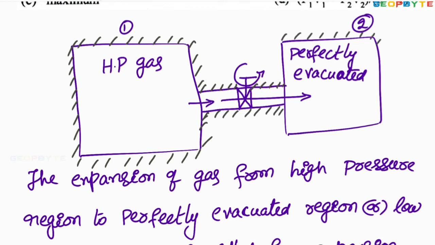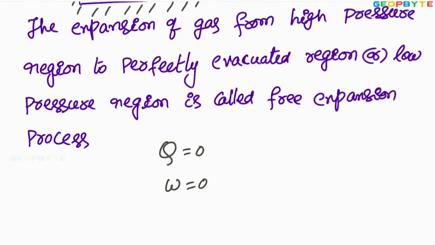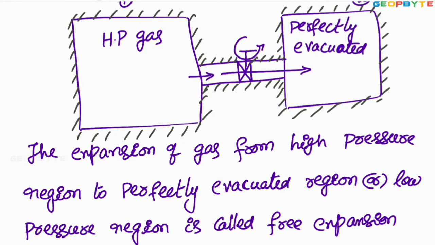So the two systems are perfectly evacuated. Once the two systems are perfectly evacuated, what is the heat transfer? Q equal to 0. Here work transfer is also 0, because by the time the gas is freely flowing from the high pressure region to the low pressure or evacuated region, no mechanical device is moved by the gas. Therefore thermodynamic work equal to 0.